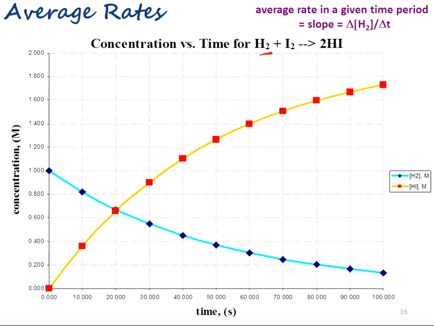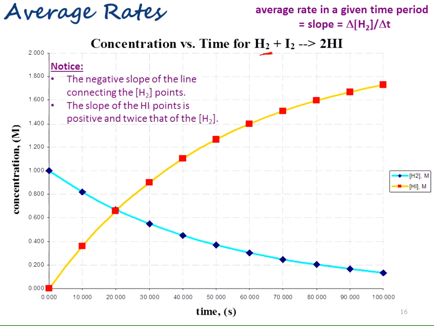Now remember, the average rate in a given time period is going to be the slope. So this is the change in the HI concentration over the change in time. And again, we wanted you to notice the negative slope of the line connecting the H2 points, and the slope of the HI points is positive, and it's twice that of the H2. So the average rate for the first 10 seconds is 0.0181 molar per second. And this is what we showed you in the chart on the previous slide.